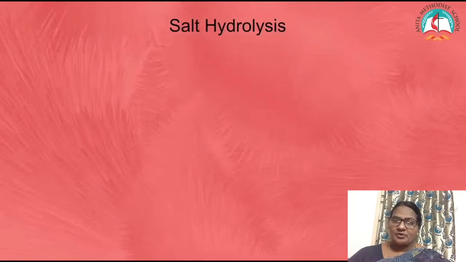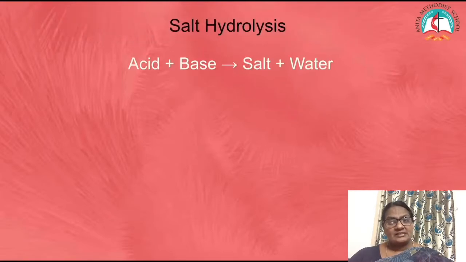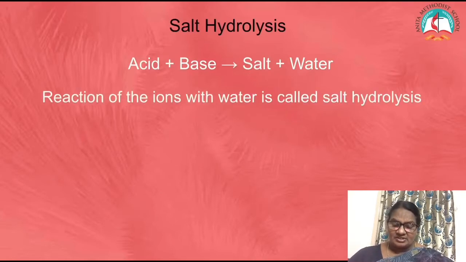How is a salt formed? By neutralization of an acid with a base. So this salt, when it is added in water, let us say we are taking sodium hydroxide and hydrochloric acid. What salt will be formed? Yes, sodium chloride. When I dissolve sodium chloride in water, how do the ions react with the water and what happens? That is called salt hydrolysis. We are going to see what happens in the case of 4 different types of salts.